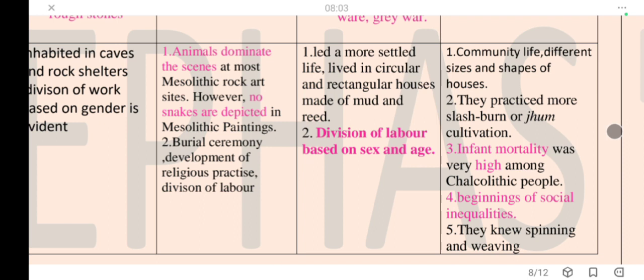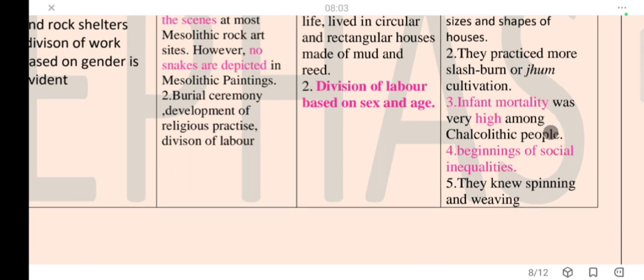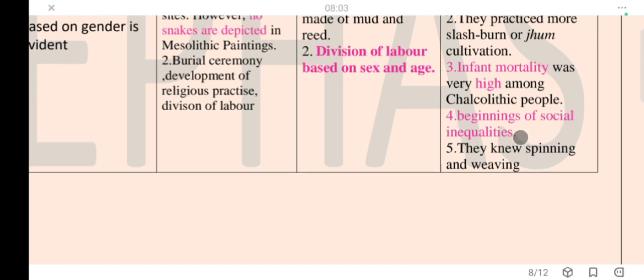And in the Chalcolithic age, they practiced jhum cultivation. Who practiced jhum cultivation first? The answer is the Chalcolithic people. Infant mortality was very high among the people. Infant mortality means children die at very young ages, like from 0 to 6. Beginning of social inequality. Social inequality means rich and poor, like those who are strong in nature dominate other people. They knew spinning and weaving.